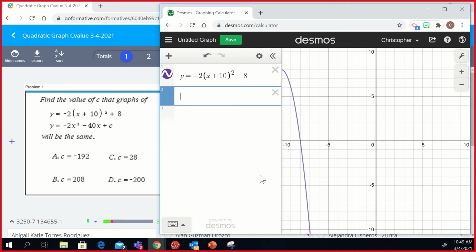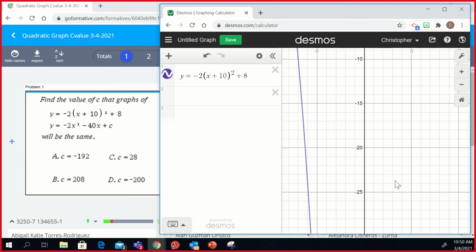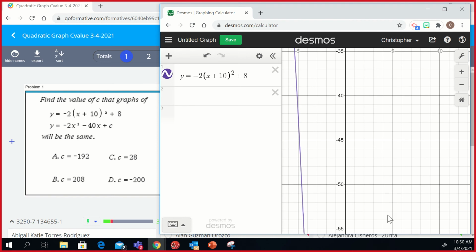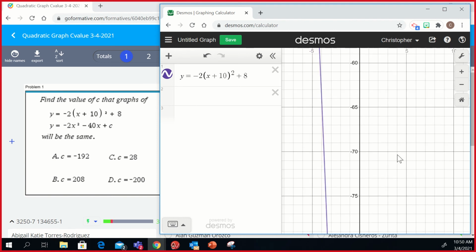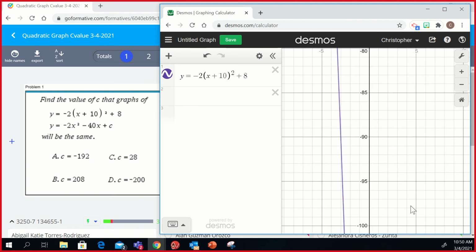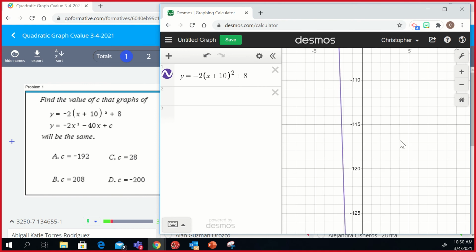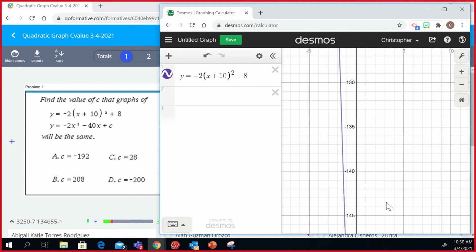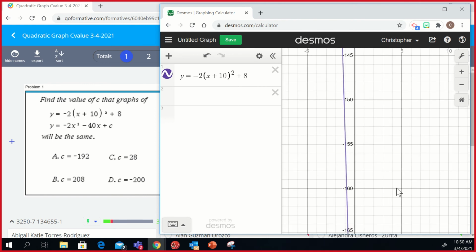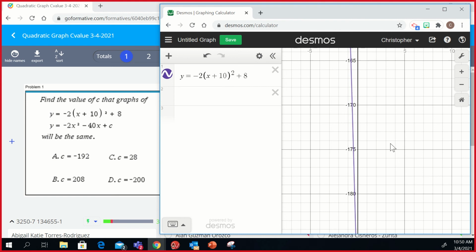So I'm trying to pick a C value that makes the two graphs the same. Now, before I do any work, the first thing I'm going to do is try to locate the C value, which is the y-intercept. So what I'm going to do, I'm going to move my graph. I could have really zoomed out, but I prefer moving it because it makes my life way easier. And I know around where it should be. So right now, I had to go down.